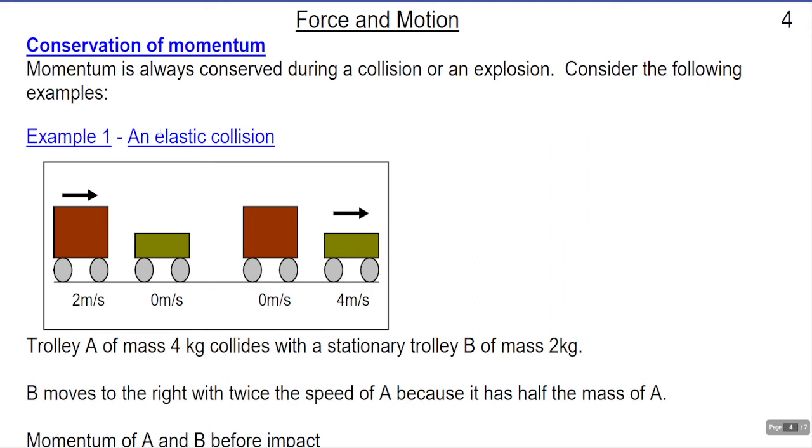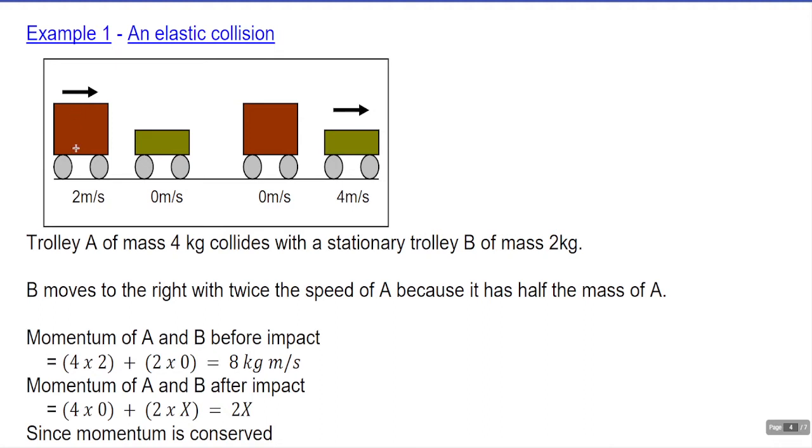The first one is going to be that of an elastic collision. So we've got a trolley A of mass 4 kgs, which is going to collide with a stationary trolley of mass 2 kgs. So this is trolley A, and then this is trolley B. The mass of trolley A is 4 kgs, and the mass of trolley B is 2 kgs. B moves to the right with twice the speed of A because it is half the mass of A.